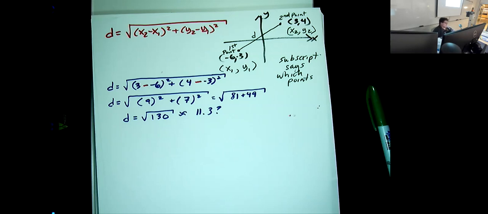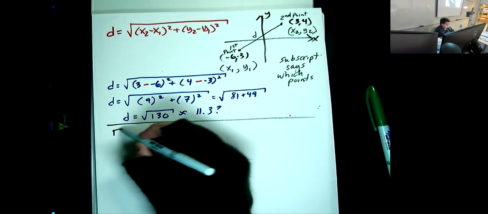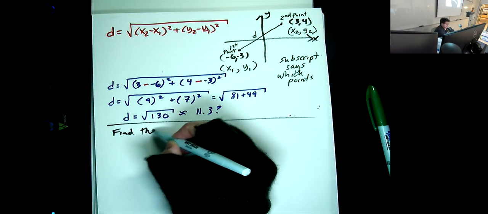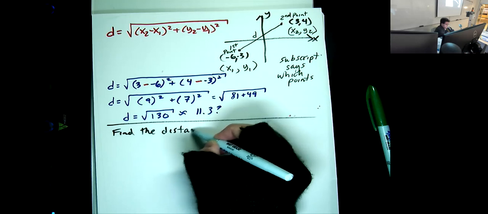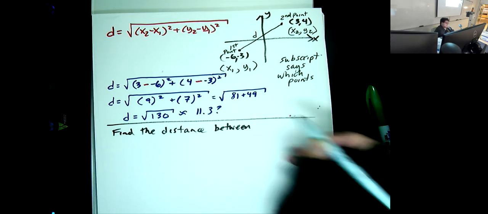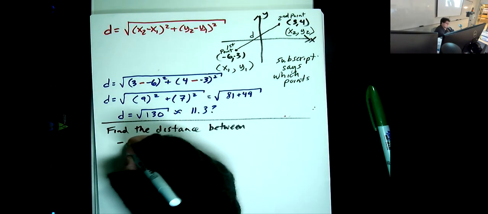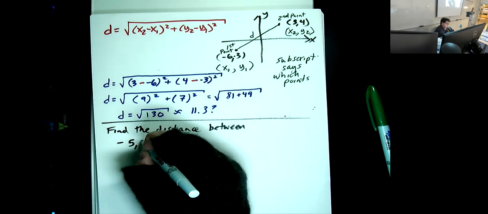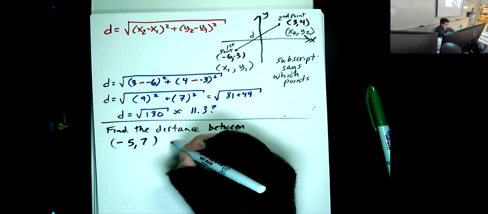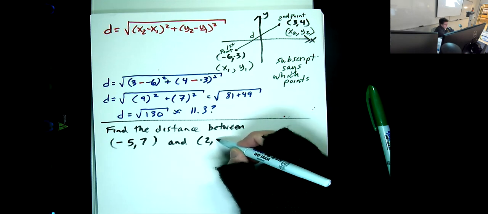Let's give you guys a problem, work it out and give it a try. Find the distance between (-5, 7) and we'll go with (2, -4).